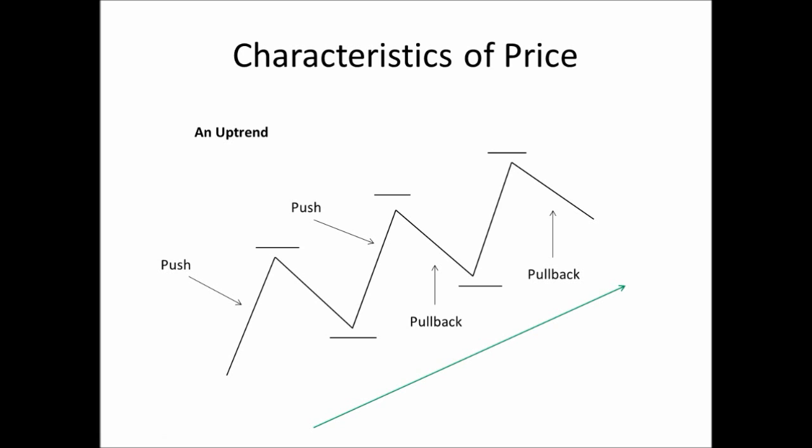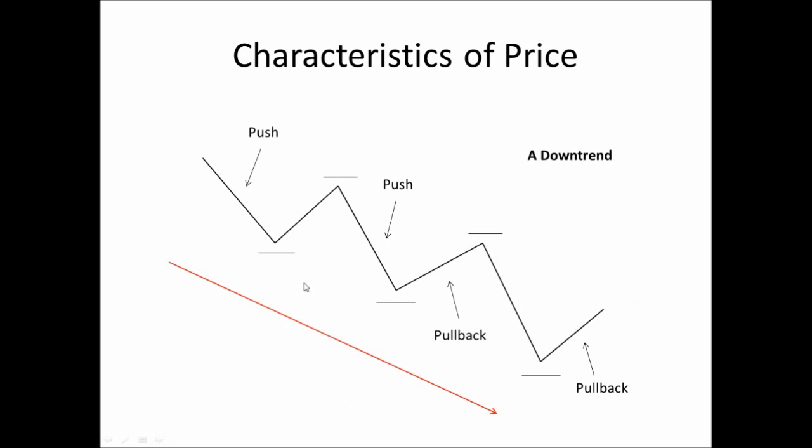A downtrend is very similar. With a downtrend, we have a series of up and down movements that go in a general downwards direction. When price moves down in the direction of the trend, this is labelled a push. When price moves in the upwards direction against the downwards trend, this is referred to as a pullback.